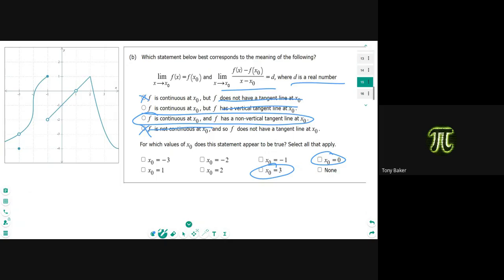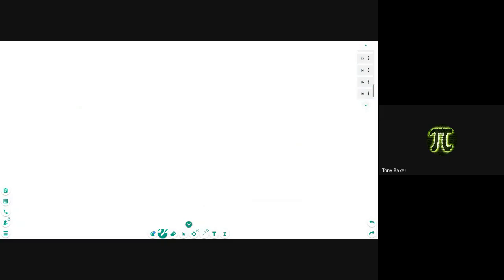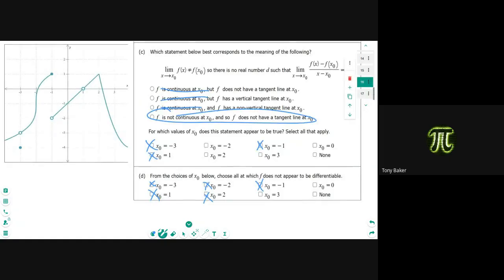Are they equal the same and the tangent line exists? Okay. Any questions?